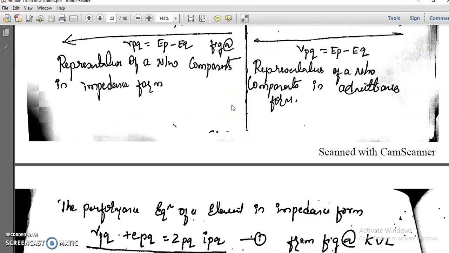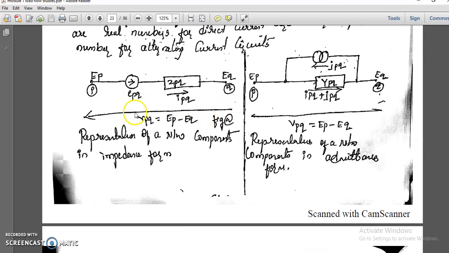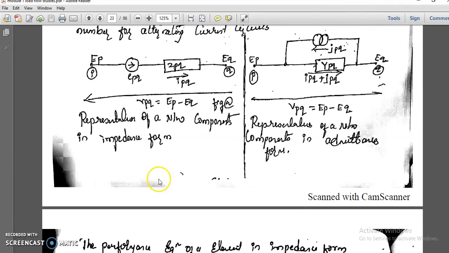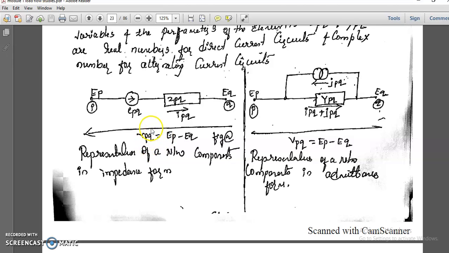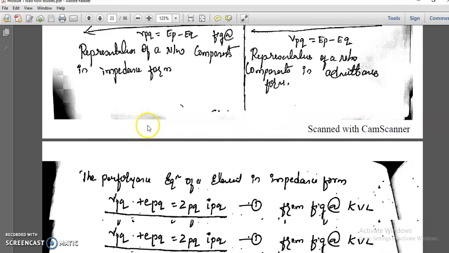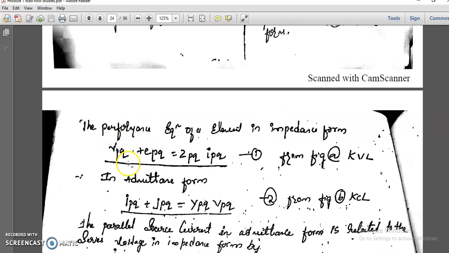Now we have to write in terms of equation. Now VPQ plus EPQ. VPQ is the voltage, and this is the voltage. Both voltages you add: VPQ plus EPQ. This voltage is equal to, and this you know, V is equal to Z into I. Starting itself in class I told, V is Z into I. What about I? I is Y into V. These are all relationships between current and voltage in terms of impedance and admittance form. So V is equal to Z into I, what I discussed previously.